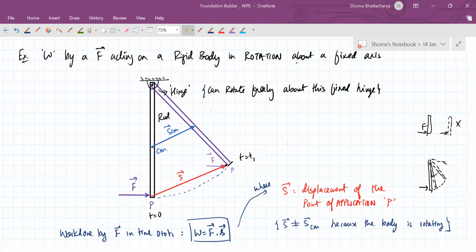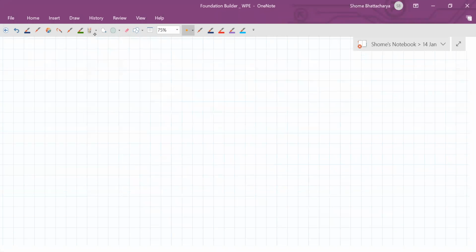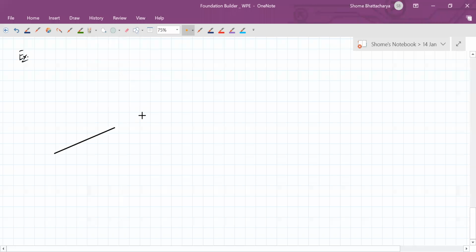Okay, so let's come to our first numerical example of calculation of work done next. In this example, we have to just implement the formula that work done by a constant force is F dot S, which we have seen earlier.